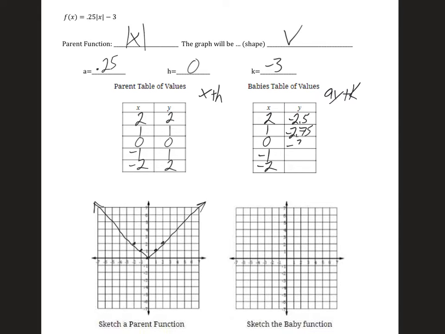-2.75, -3, -2.75, -2.5. So one more time, how I got that. My A is 0.25. My Y, so looking at the first one, it's 0.25 times 2 plus -3. Or I can just do -3. And then 0.25 times 1 minus 3. 0.25 times 0 minus 3. 0.25 times 1 minus 3, 0.25 times 2 minus 3. Perfect.